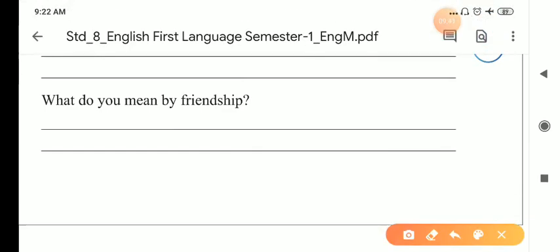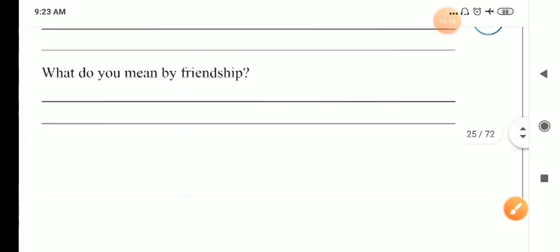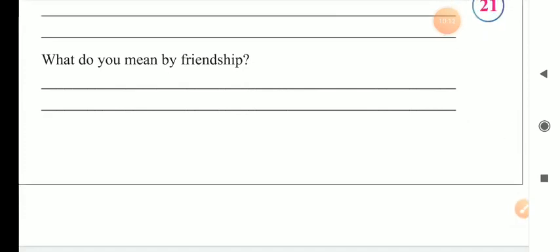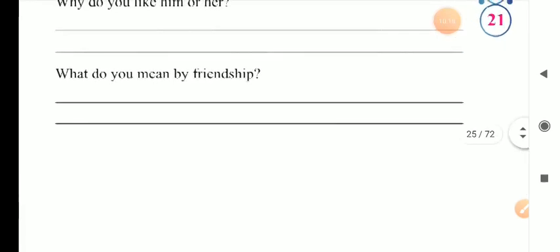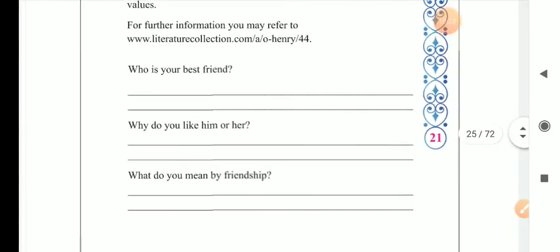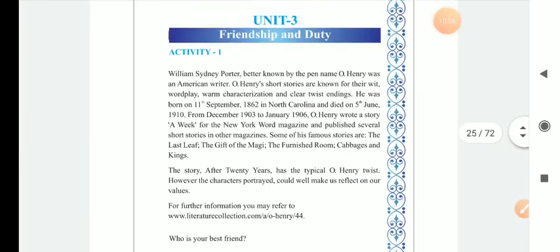What do you mean? According to Shakespeare, a friend in need is a friend indeed. Whenever you are in the necessity of your friend, at that time, if your friend is with you, perhaps this is the real valuation of your friendship with him or with her. In this way, we have completed the introduction of your third chapter, Friendship and Duty.